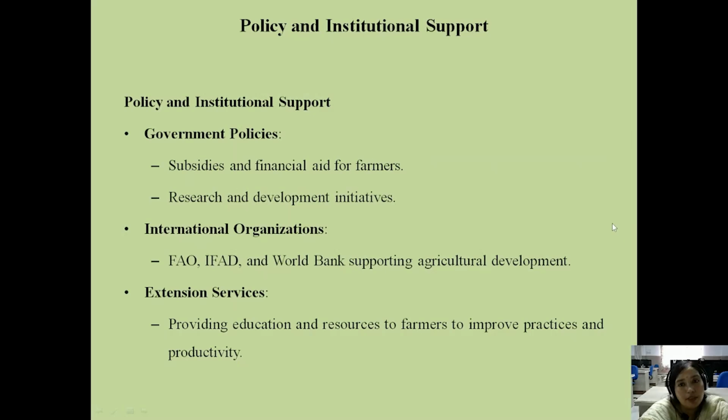Then policy and institutional support. Government policies are there, subsidies are there, financial aid is provided to farmers by the government of India. The Ministry of Micro, Small, Medium Enterprises is there. Research and development initiatives are initiated by the government of India. International collaborations are there, international organizations like FAO, IFAD, and the World Bank supporting agriculture development. Extension services provide education resources to farmers to improve practices and productivity.